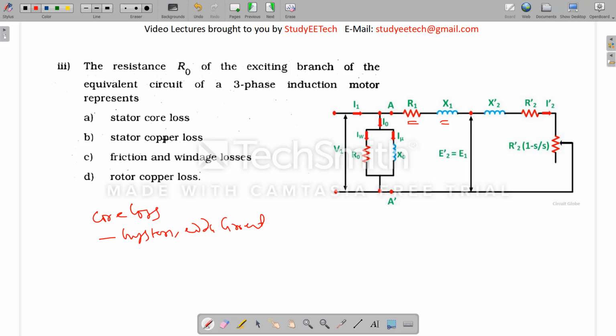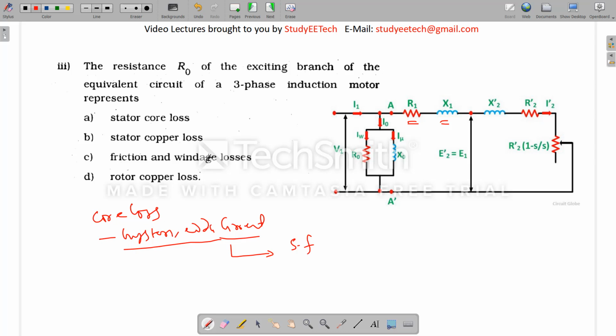So this R0 will be the stator core loss. Why not the rotor core loss? Because the rotor frequency is s times f, and whenever the induction motor is rotating, the rotor frequency falls drastically because slip is decreasing. It comes to 0.3, 0.4, 0.1 or something like that, and can be even lesser. Thus the rotor frequency is very low, and the core loss, hysteresis loss and eddy current loss depend on the frequency. Hysteresis loss is proportional to f and eddy current loss is proportional to f squared, so it is very small and you can neglect it.